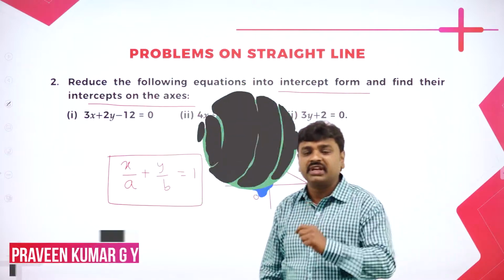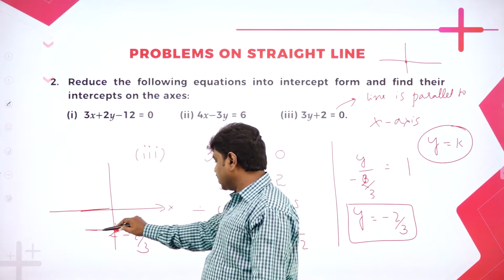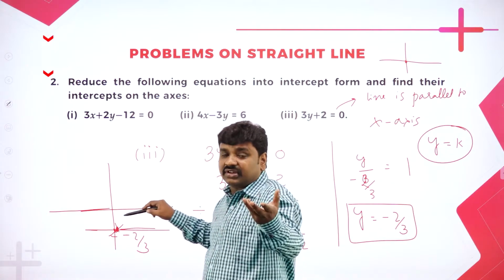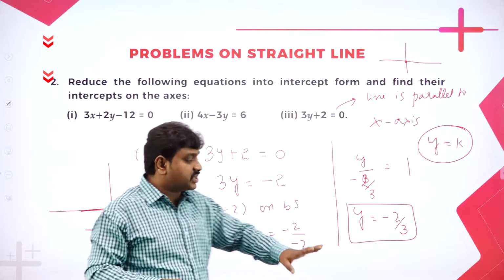What is the intercept form of a line? x by a plus y by b equal to 1. At minus 2 by 3, if this is minus 2 by 3, it cuts like this and it will be parallel to this. So it will never cut the x-axis. So the x-intercept is not there, but the y-intercept is minus 2 by 3.